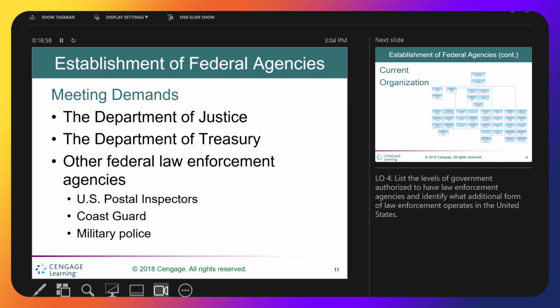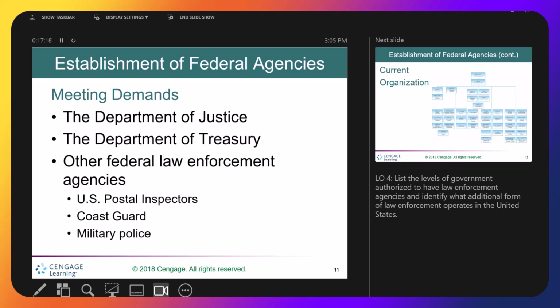Now, there's one that's not up there. It's Department of Homeland Security, which is really big. The Department of Justice has multiple agencies up under it. Department of Treasury does too. You have other federal law enforcement agencies and stuff. You have like U.S. Postal Inspectors, Coast Guard, that's under Homeland Security. Military Police, that's under the Department of Defense.